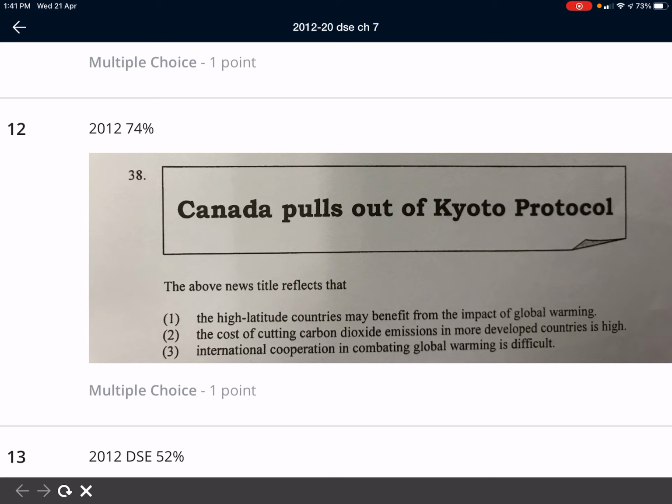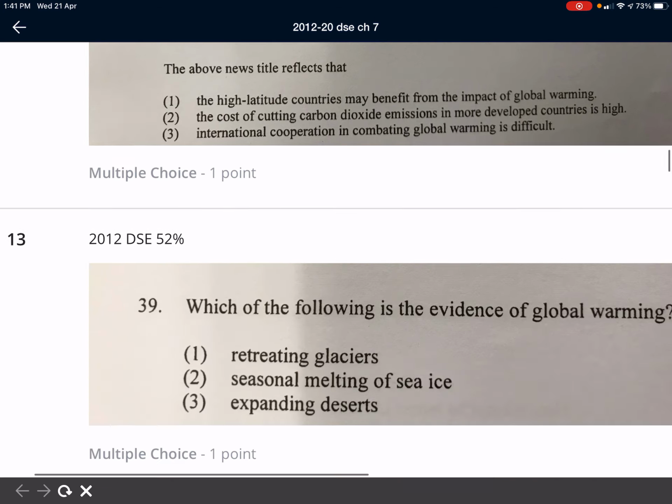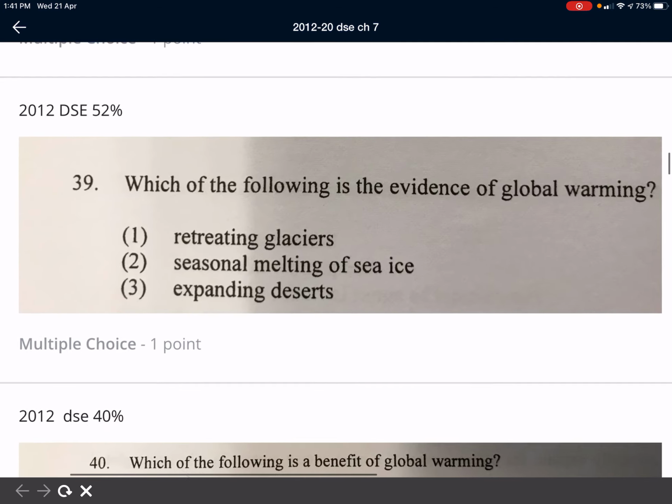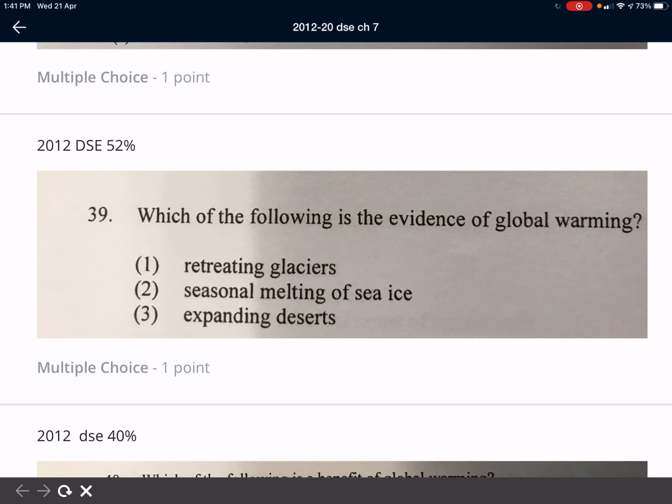Okay, number 3, international cooperation in combating global warming is difficult, and you can see right here many countries in and out. So number 2 and 3 are the correct answers. Okay, and then number 13. Which of the following is the evidence of global warming?